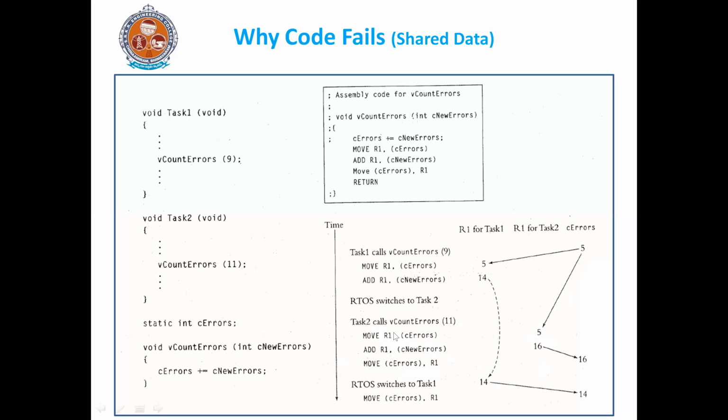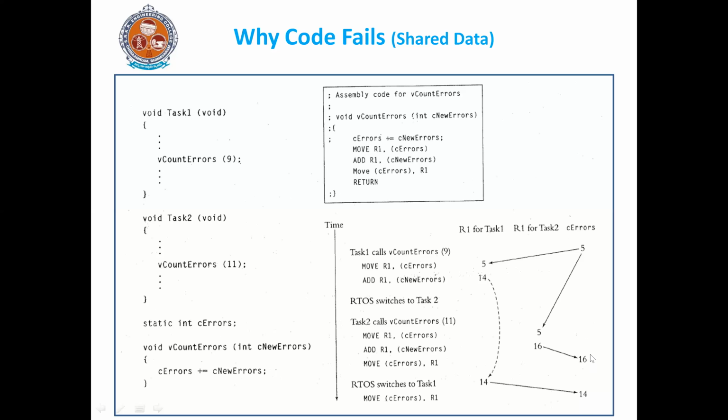Because task 1 is not yet completed, one more statement is there. Now the RTOS switches back to task 1. Before it was 16, but now R1 is 14. So this 14 is overwritten onto 16. Finally it gives the answer 14, which is the wrong value. The correct answer is 25, because both functions are called: 5 plus 9 plus 11 should be 25. But instead of 25, you got 14.